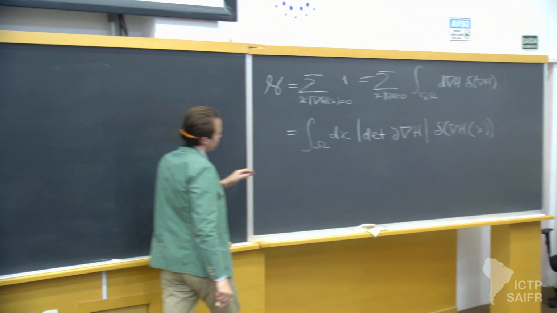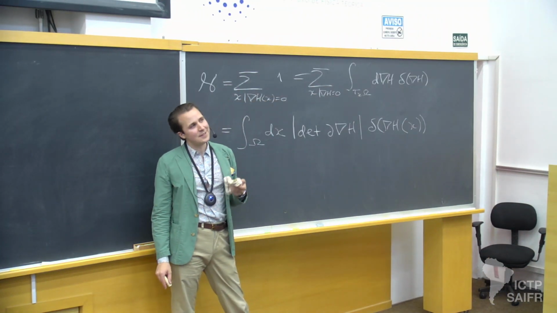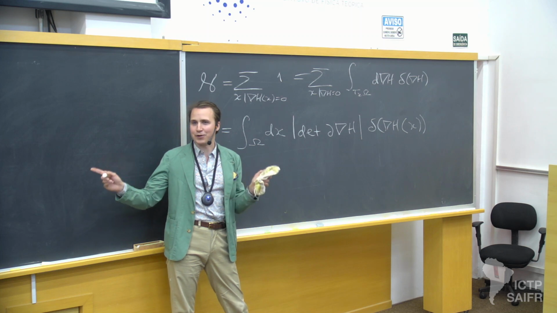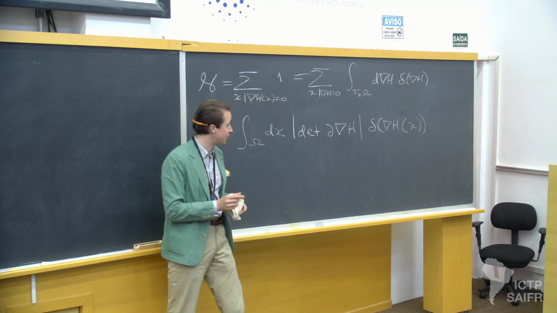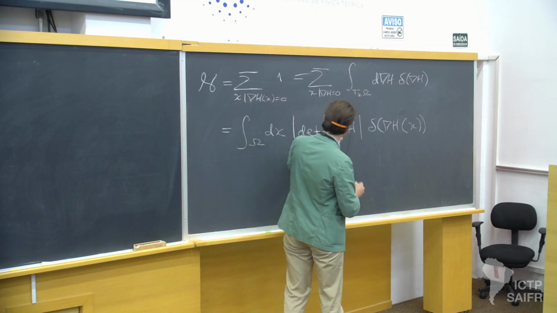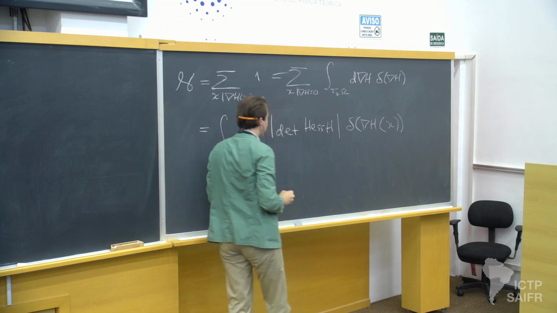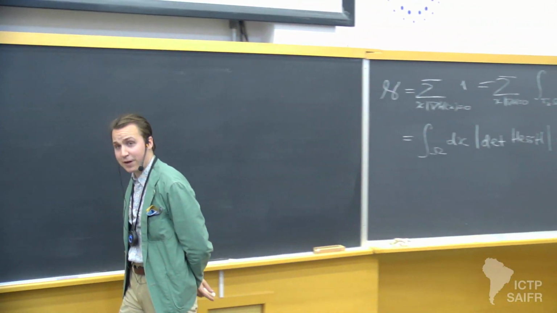And this derivative of the gradient, up to rank 1 corrections, which are not relevant at large n limits but which you would have to think about if you wanted to get subleading corrections, is just the Hessian of the model evaluated at the point x. So this is the so-called Kac-Rice formula.